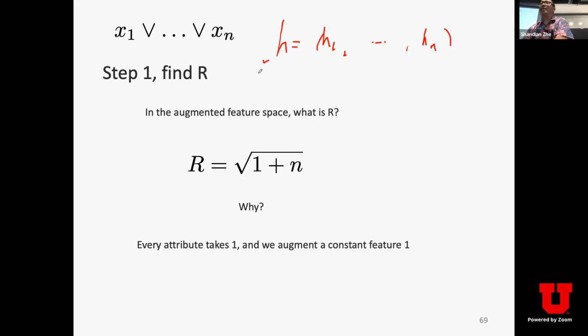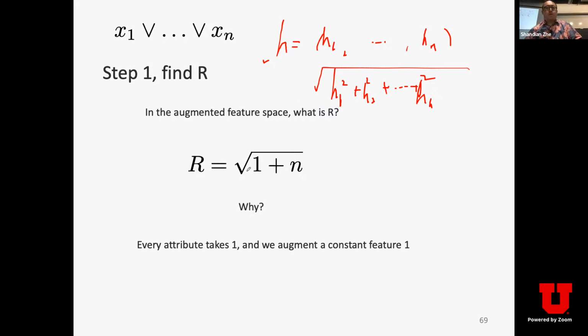Yeah, like a norm. It's the summation of h1 squared plus h2 squared plus dot dot dot plus hn squared, right? Now we know that because in our case those are bounded features, of course, when all those elements are ones, you get the longest length.